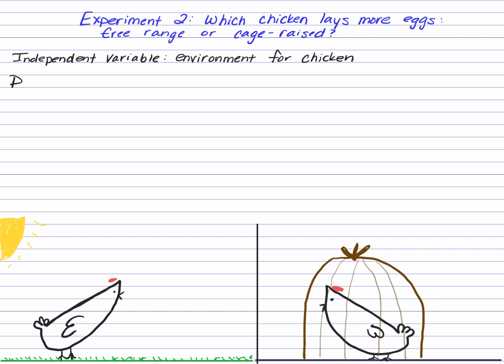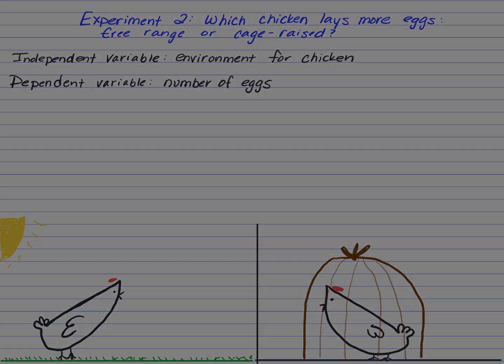For the dependent variable in this experiment, we're going to count the number of eggs each chicken lays. Now, while we can look at a lot of different things, such as chicken health, the amount of exercise the chicken gets, or the weight of the chicken, we've actually already decided, based on our hypothesis, that we're going to count the number of eggs. So when you look at an experiment, make sure that you understand what the scientist is looking to measure. This is your dependent variable.